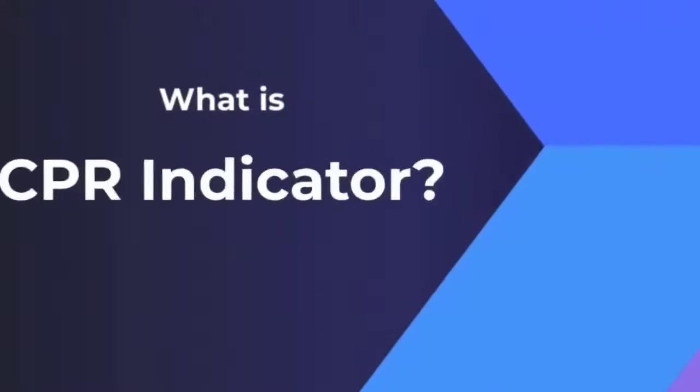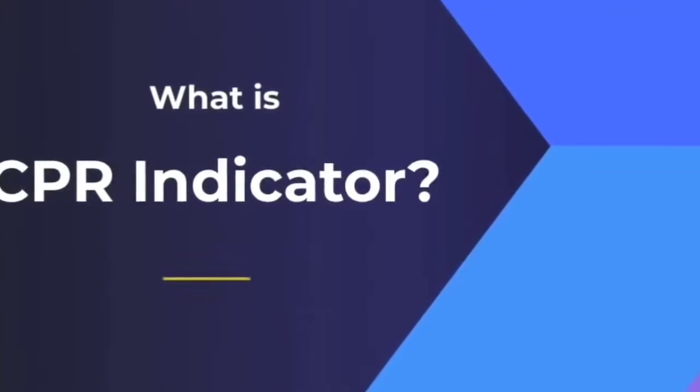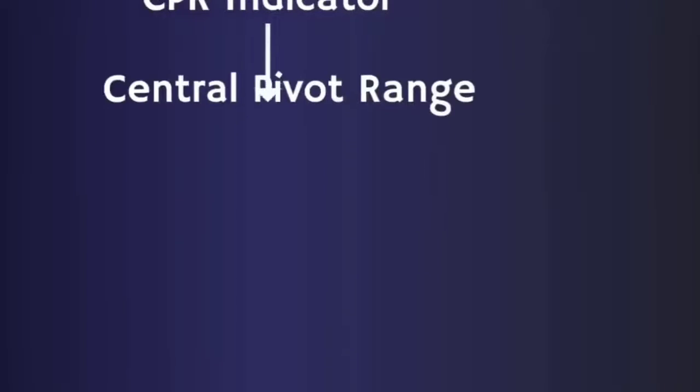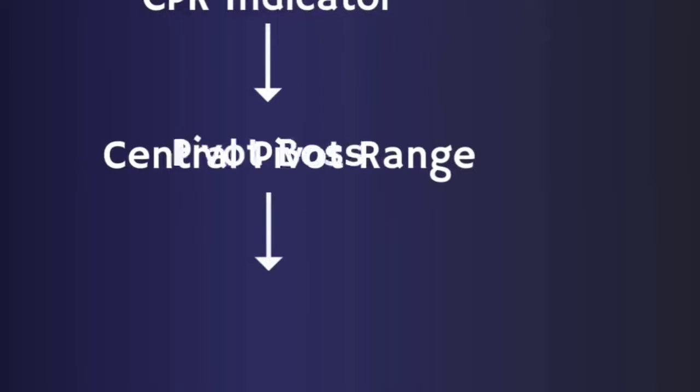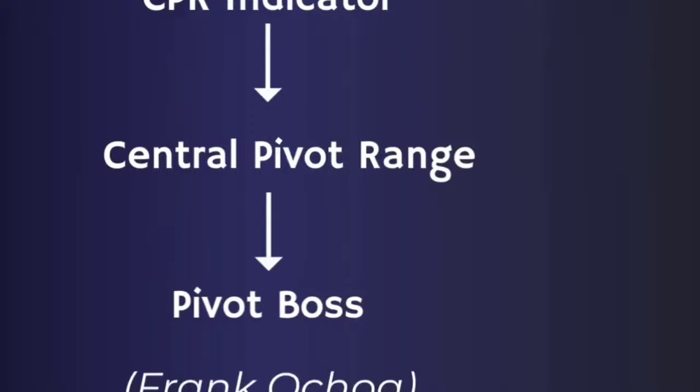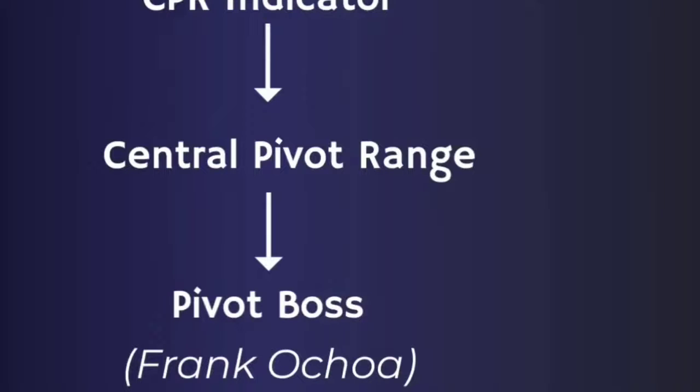In this video we are going to see what the CPR indicator is. CPR stands for Central Pivot Range. This indicator was introduced by Pivot Boss, named Frank Ochoa.